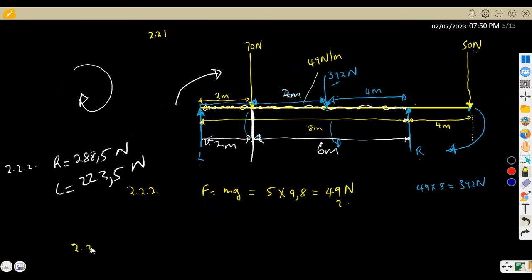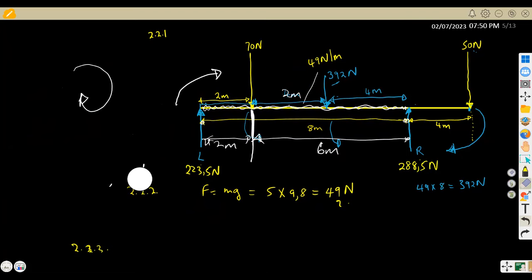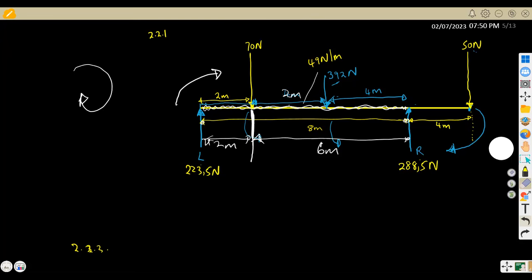So this is 2.23. We are going to replace our L here. Our L was 223.5 Newton. And our R here was 288.5 Newton. So they are going to help us a lot. So do not mind the other part that we have. Let's just remove this part. Do not mind this part. Let's just mind the part that we are now having at this moment.